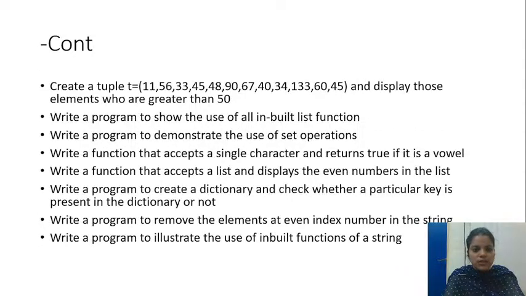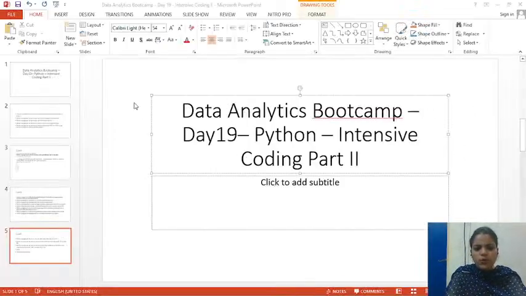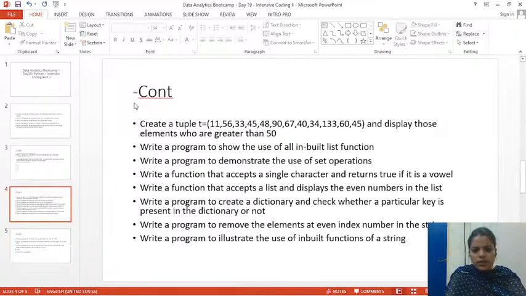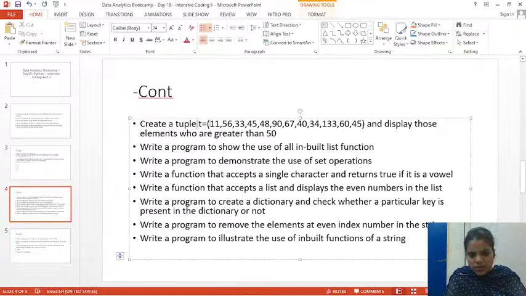Pascal triangle is done. Okay, let's do this one. Create a tuple and display those elements which are greater than 50. This is a very simple program. Okay, create a tuple. Let me copy this tuple.